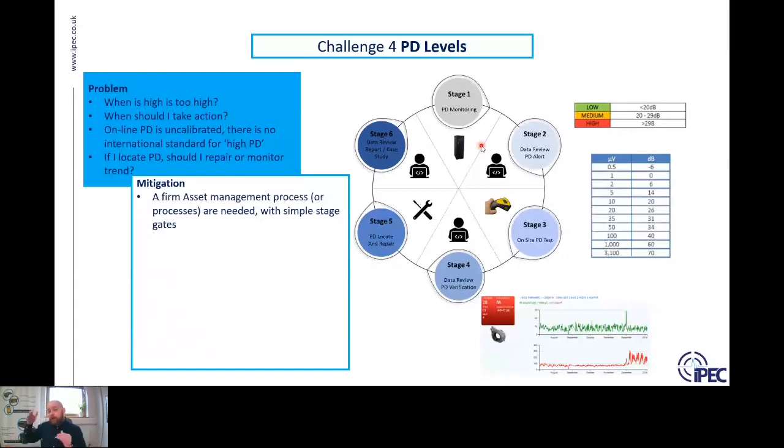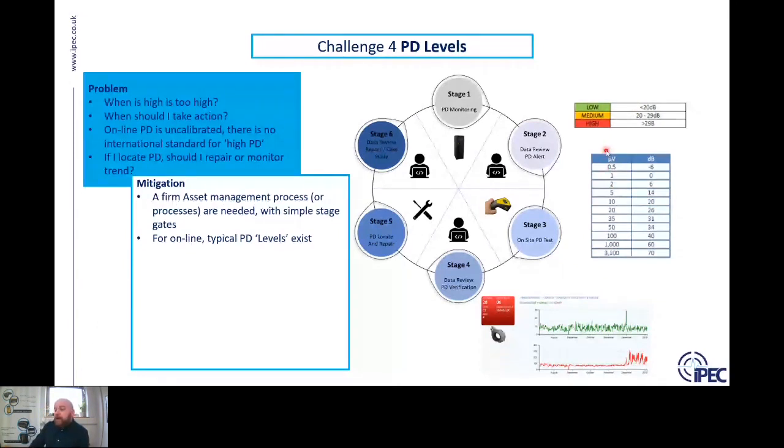To help you with the stages and the decision making for online PD, typical PD levels exist. For example, for switchgear PD, use a TEV sensor. There's an industry standard, and most PD companies follow the same. If it's less than 20 dB, it's low. If it's 20 to 30 dB, it's medium. And if it's 30 or above, it's high. That is a typical PD level. Actually, this is ultrasonic, not TEV, but it's the same.